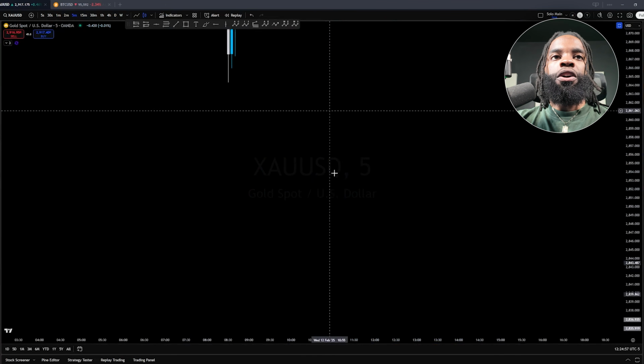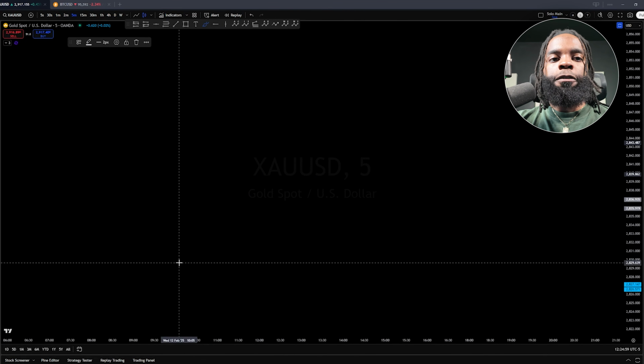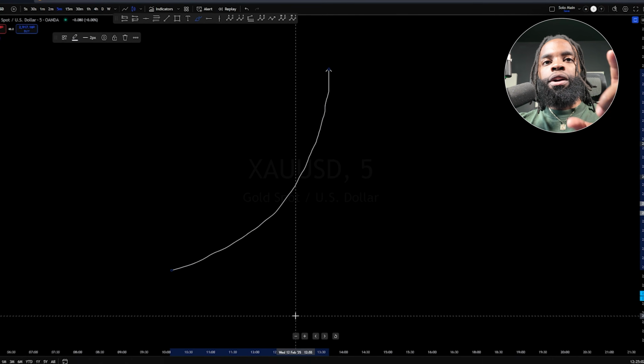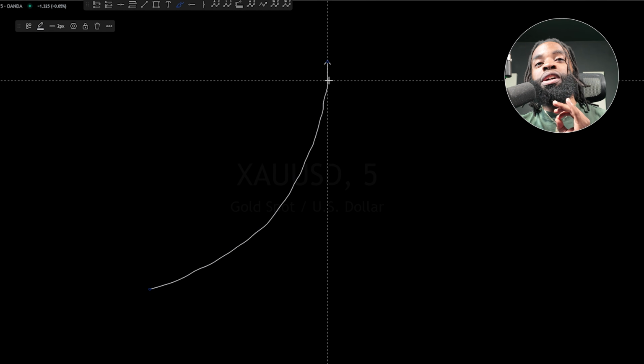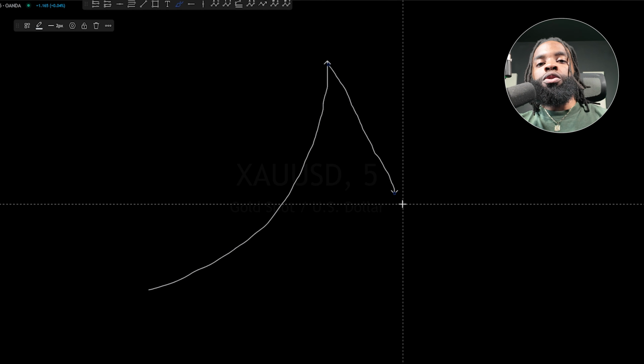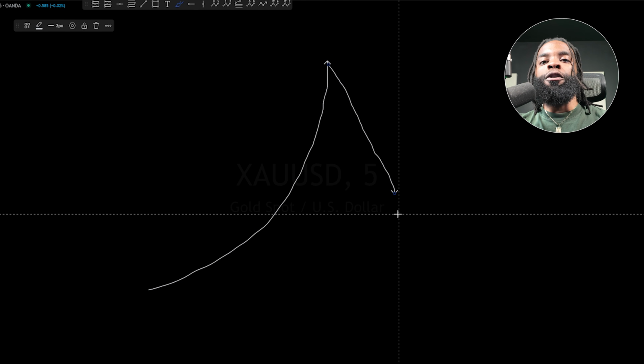So the first initial goal here is you always want to wait for the range. When market created that trend, gold tends to really be aggressive when it's pulling back. You need to understand the initial pullback before the pullback.